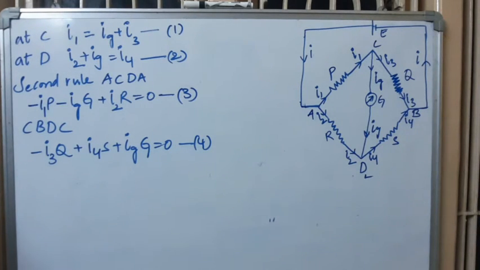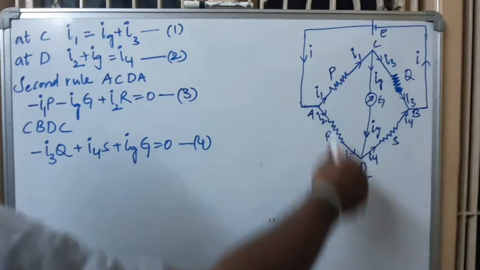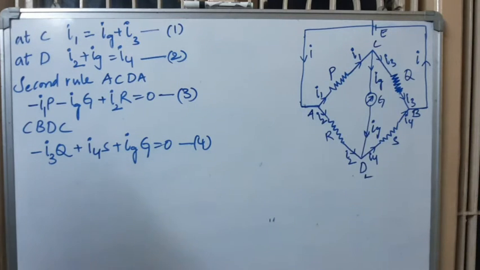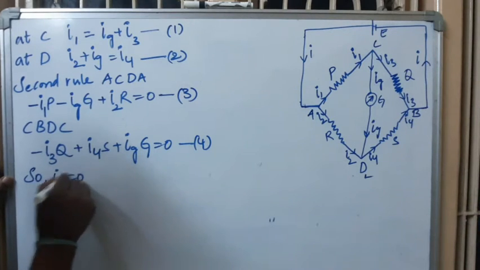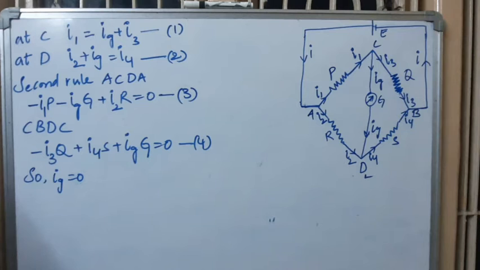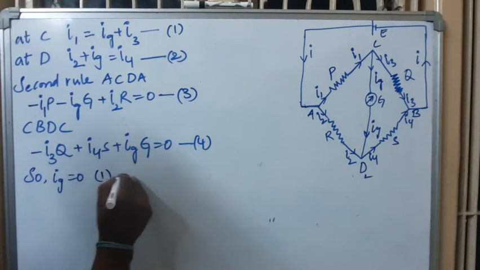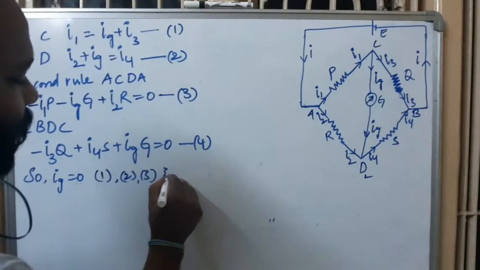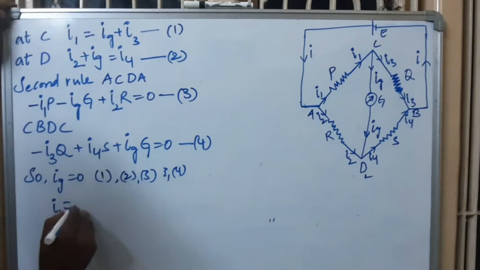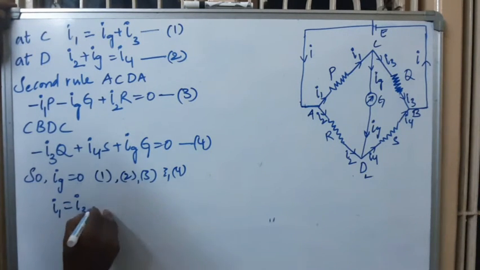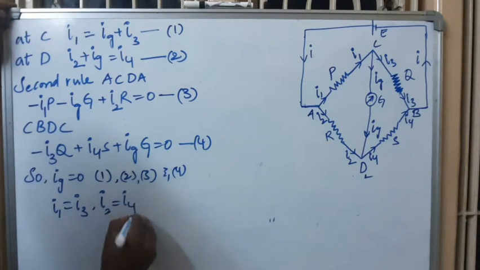Let us think that no current is passing through the galvanometer. Then the bridge is said to be balanced. So Ig is equal to 0. Now let us substitute Ig equal to 0 in these 4 equations: equation 1, equation 2, equation 3 and equation 4. In equation 1 we get I1 is equal to I3. Then from equation 2, I2 is equal to I4.